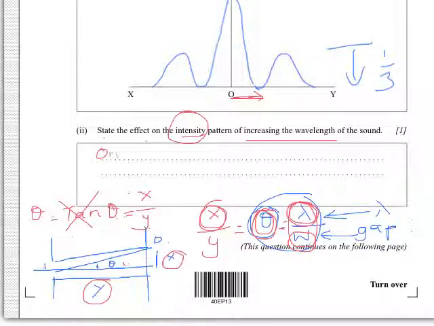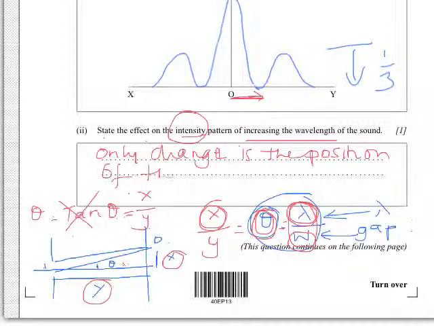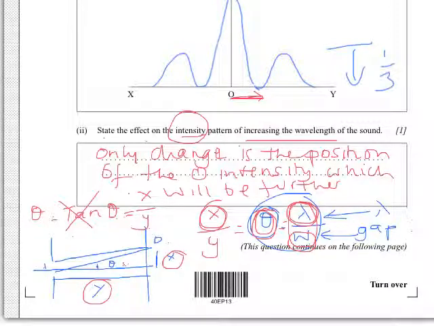So the only change is the position of the zero intensity, which will be further away. And the best thing to do in an exam is to actually show this.